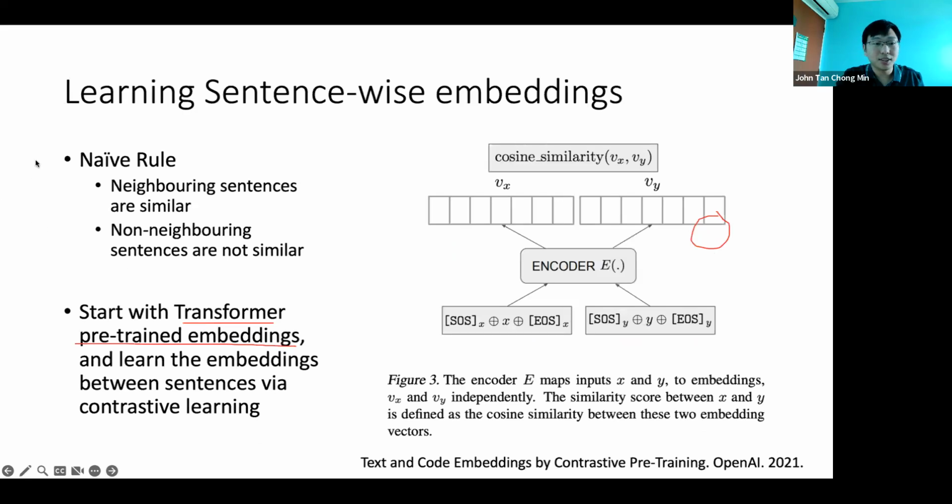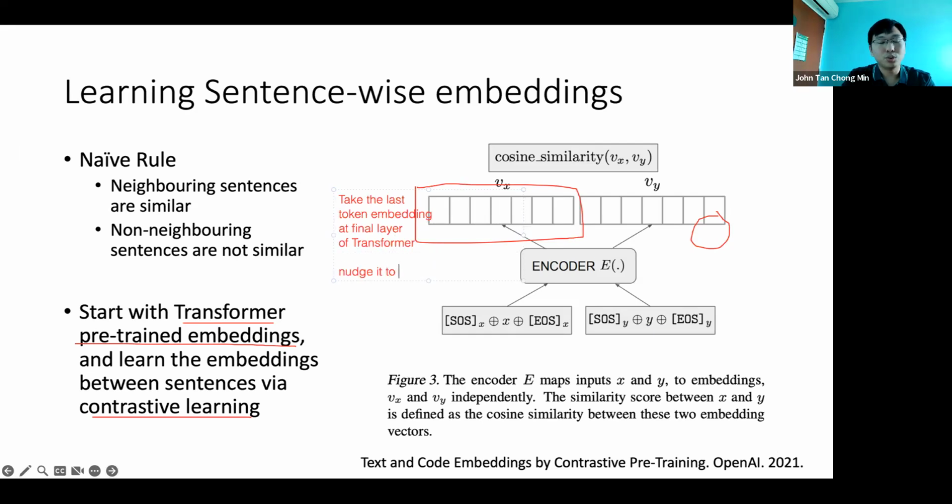That's what I explained just now. They use contrastive learning and try to nudge the meaning of that last vector. This is the vector for the last token after all the layers of attention. They take the last token embedding at the final layer of the transformer and nudge it towards a sentence level meaning. By using contrastive learning, they try to group similar sentences together and push dissimilar sentences away from each other.